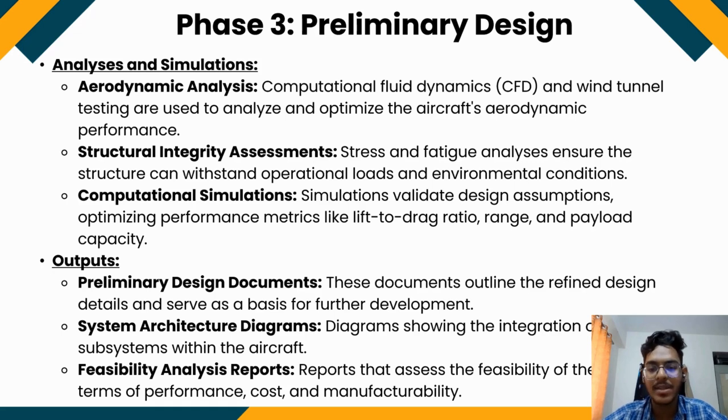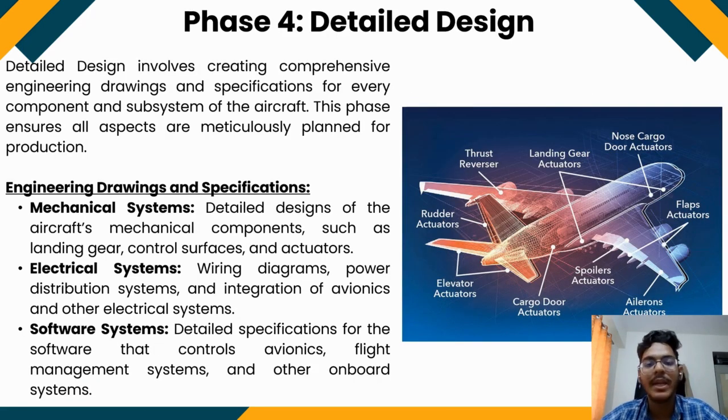The system architecture diagram shows what we have learned and how we are going to implement it. And the feasibility analysis report assesses the feasibility of the design that we have already planned about and how feasible it will be for us to develop. So let us go on to the next phase, that is the detailed design phase.